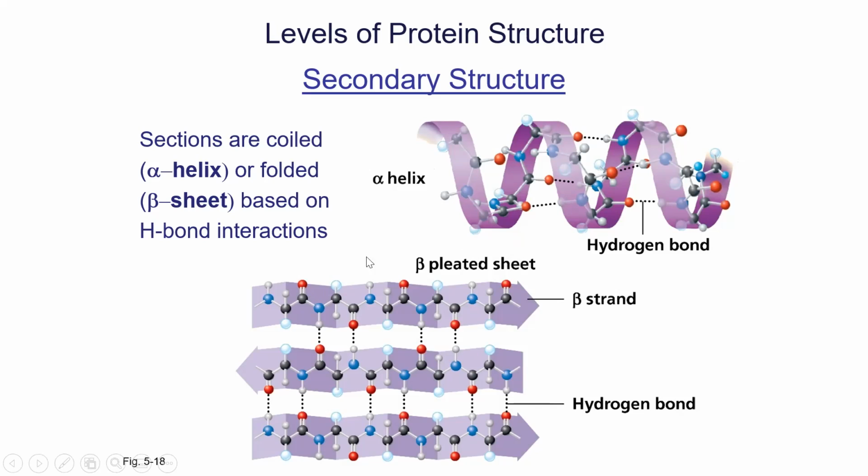Sometimes they form these sheets. They're called beta sheets or beta pleated sheets. And this is where there's hydrogen bonding between the different strands. And the sheets are pleated, meaning there's a little bit of a zigzag to them in terms of how they fit together a little bit better. And whether you get an alpha helix or a beta sheet often depends on which amino acids you have in terms of how they're going to fit into the structures.